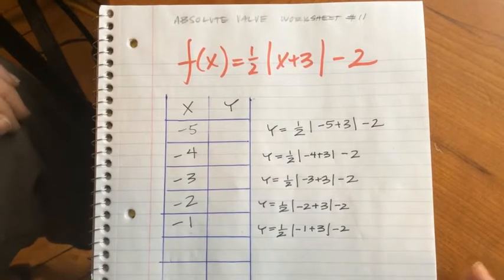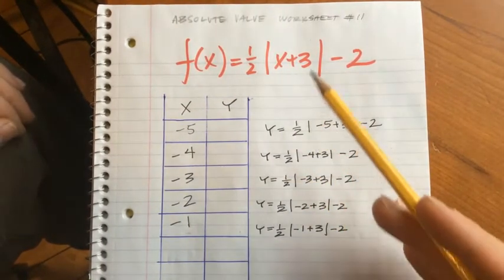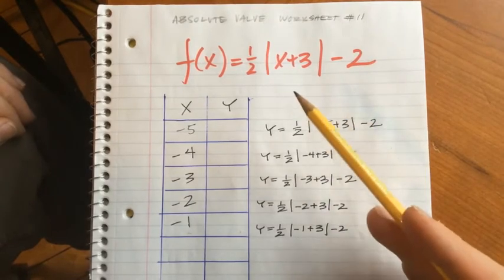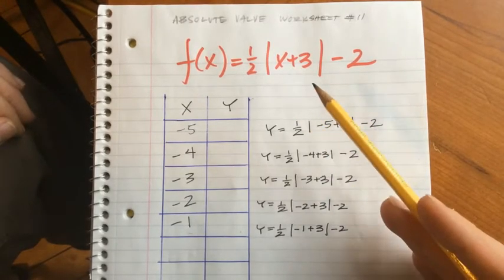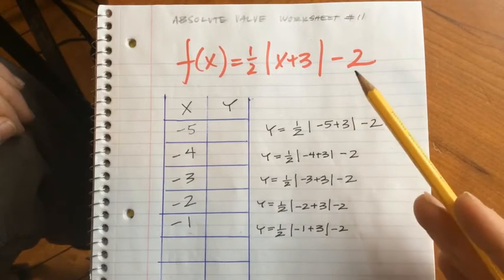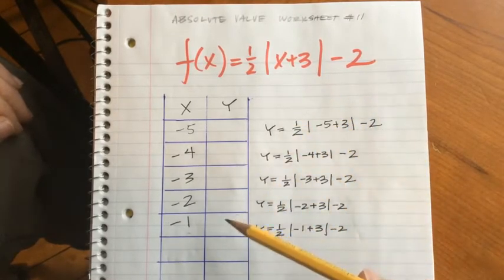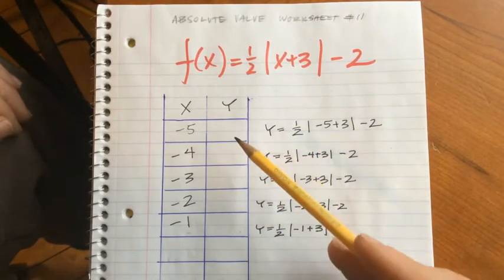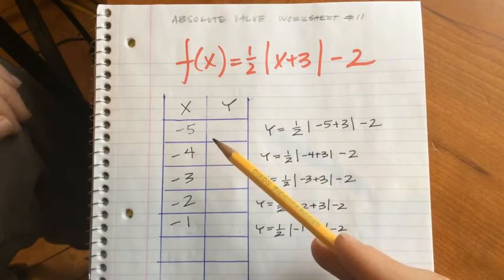Here's how you do question number 11 from the absolute value worksheet. Function f of x equals 1/2 absolute value x plus 3 minus 2. And we're going to create a table of points and then graph those points. First, let's put in our x values.